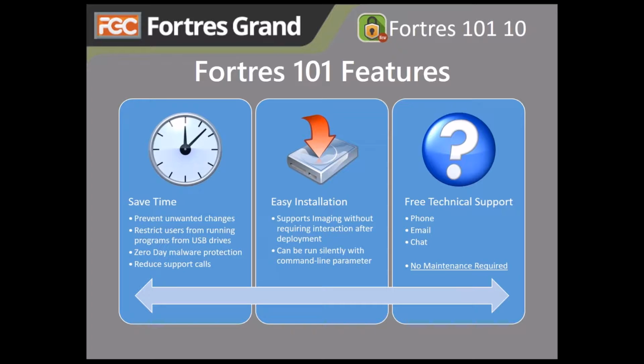The goal of Fortres 101 is to save time, and we do this by preventing unwanted changes. You can do things like restrict users from running programs from USB drives so that a user doesn't come in, insert a USB drive into the computer, and then run whatever program they've downloaded at home. We also have zero-day malware protection, so things like executable files can't be modified by default, and also the master boot record is protected so it can't be overwritten by malicious software. And the goal of all this is to reduce support calls and save time managing your desktops.